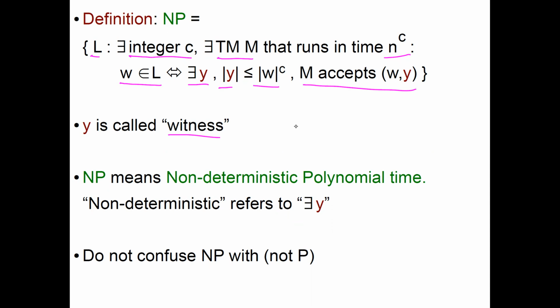Okay, we're going to see several examples of this, but for now, let us remark that NP means non-deterministic polynomial time, and the non-deterministic part refers to the exists y. Please do not confuse NP with not P, okay? The N does not stand for not. Some authors think it does, but it does not. It means non-deterministic. It's similar to the N in the NFA, which are the non-deterministic finite automata.